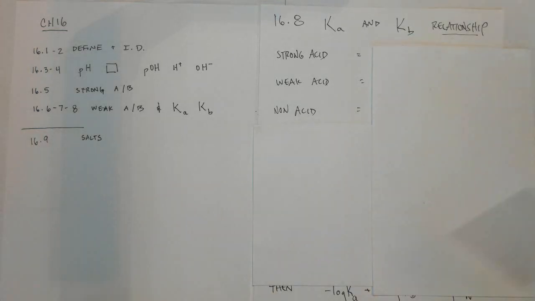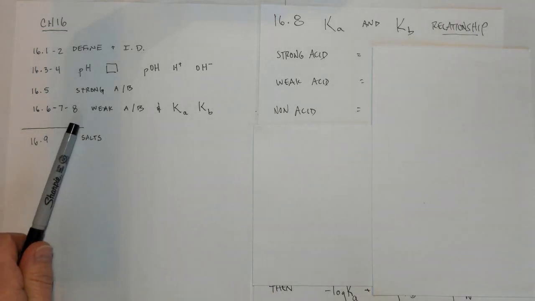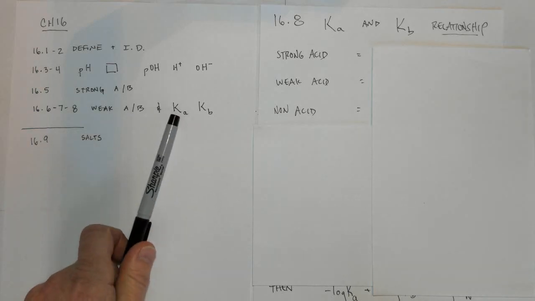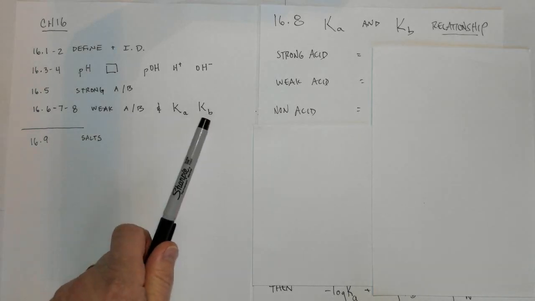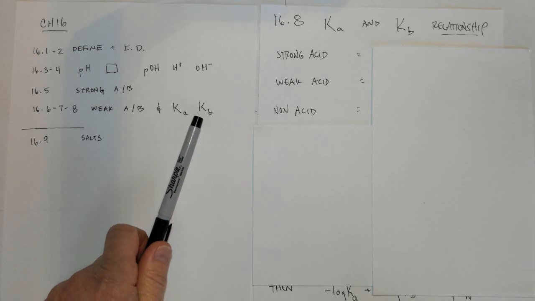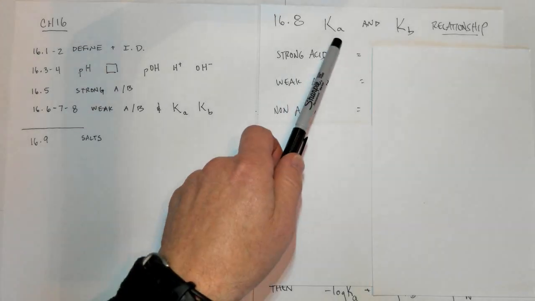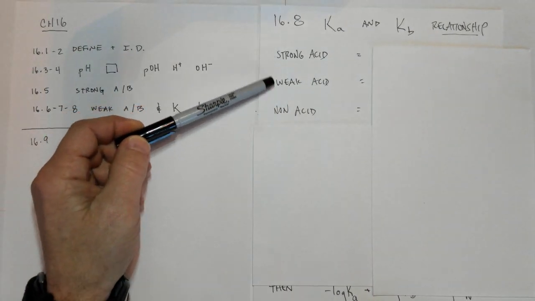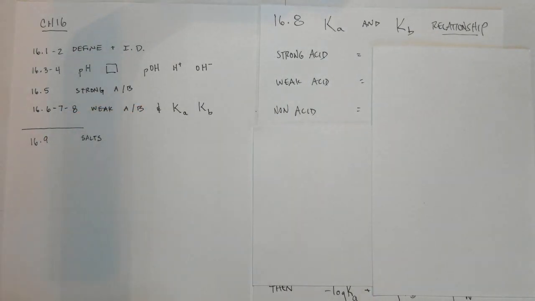So in this video cast, we'll be in section 16.8, where we'll be talking about the relationship between Ka, the constant for acids, and Kb, the constant for bases. And to illustrate this Ka and Kb relationship, let's look at strong acids, weak acids, and non-acids, and their relative numerical value of Ka.